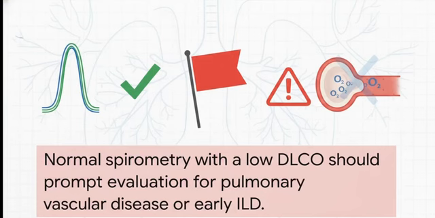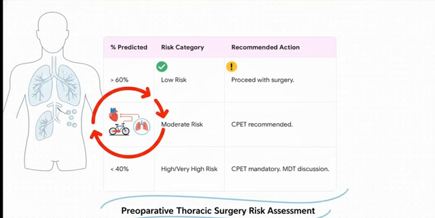Now, this slide highlights an absolutely critical clinical pearl. When you see a disconnect between normal mechanics and poor gas exchange, meaning normal spirometry but a low DLCO, that is a major red flag. This pattern points to a pathology in the lung parenchyma or the vasculature that is completely invisible to spirometry. It should make you immediately think about conditions like pulmonary hypertension or early interstitial lung disease. Just like with FEV1, we use both the preoperative and the predicted postoperative DLCO for risk stratification.